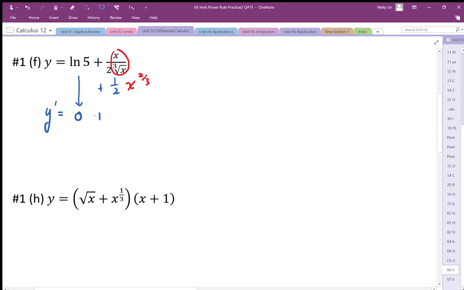This is going to then become 2/3 times 1/2, and then I'm going to subtract 1 from the power. I end up with negative 1/3. When I go from 2/3 minus 1, I get negative 1/3. So then I can simplify this to the 2's cancel out, so I get 1/3 x to the negative 1/3, or I'm going to put cube root x in the denominator.